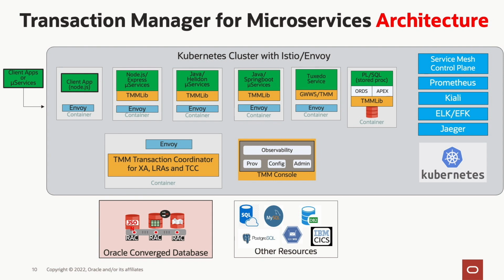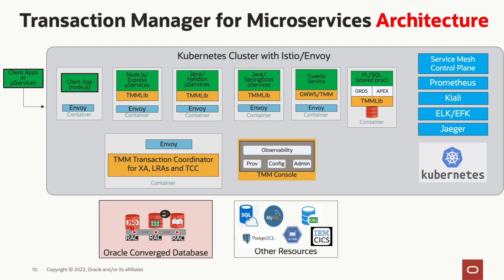So what the product architecture looks like overall, all the yellow boxes here is something that this product would provide, and the green is the application. So the core of this product is going to be this transaction coordinator, which is going to support all these 3 transaction models: XA, LRA, and TCC. And then there's going to be a library for each of these transaction models that has to be linked with the application. So TMM lib for Java, Node.js, and for Tuxedo it is going to be part of GWWS, that's the SALT gateway, the REST API gateway.